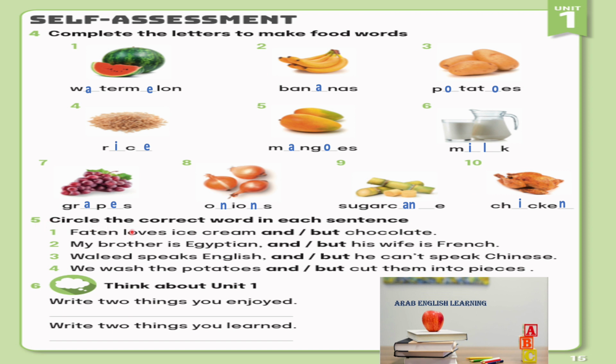Exercise 5. Circle the correct word in each sentence. 1. Fatin loves ice cream and chocolate. 2. My brother is Egyptian, but his wife is French. But, because two contrast sentences. 3. Walid speaks English, but he can't speak Chinese. Now contrast again, English and Chinese. Number 4, we wash the potatoes, cut them into pieces, and then fry them.